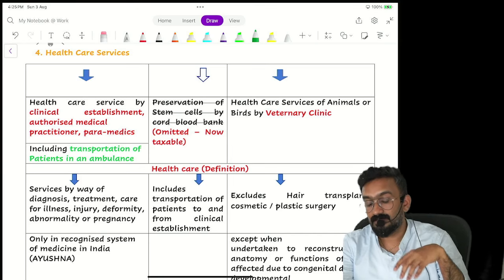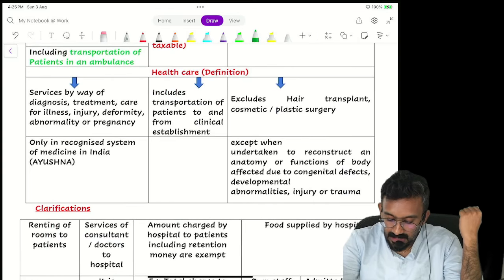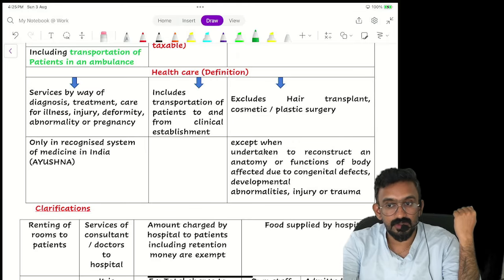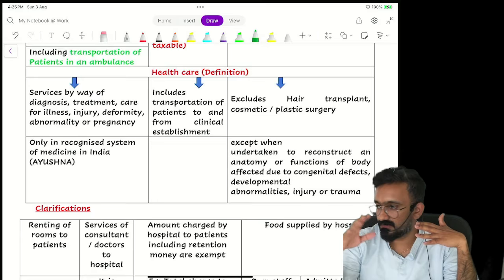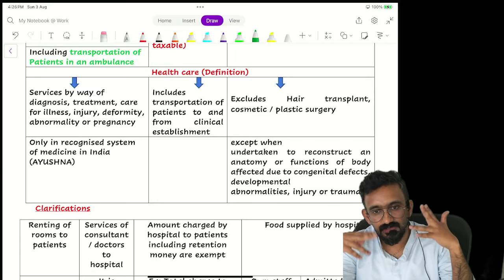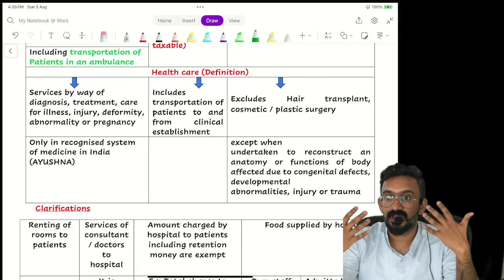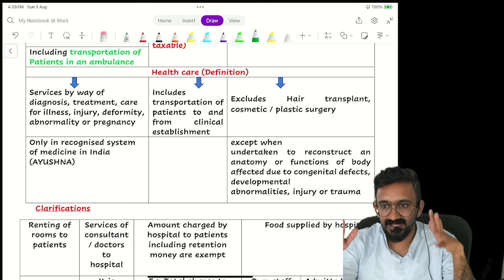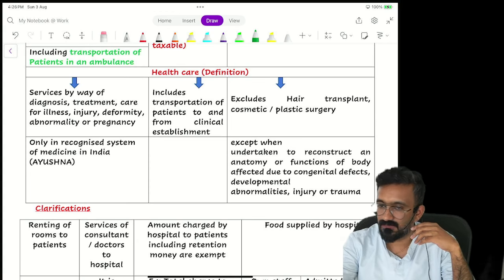Except sometimes this could also be considered healthcare when undertaken to reconstruct the anatomy or functions of a body affected due to congenital defects, developmental abnormalities, injury or trauma. You met with an accident and needed to do some transplant, or had to do some kind of cosmetic surgery, it is considered what? Healthcare. Birth defects, congenital defects, developmental abnormalities, all of this would be considered healthcare and would be exempted for you.